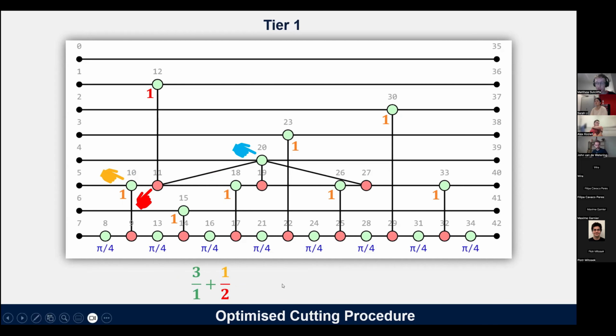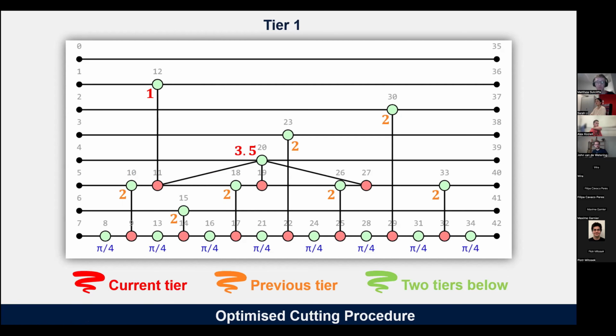So we'll do 1 divided by 2, and so this gives us a weight of 3.5. So we'll just assign that weight to this vertex. And then we just repeat this process for higher tiers. But before we do that, we restore the previous tier to their actual values as opposed to the halved values.